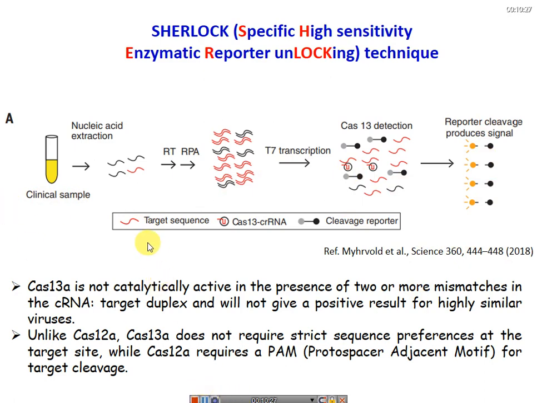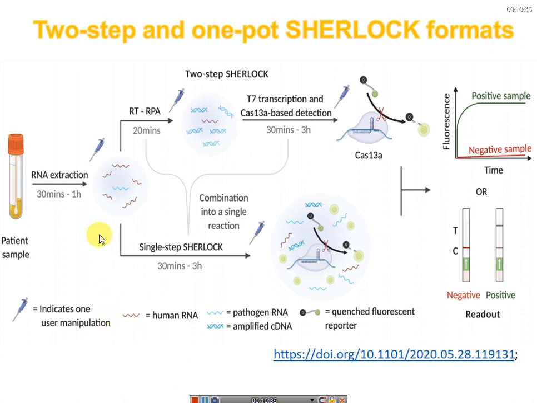There are two versions of Sherlock, one step and two step Sherlock, and they differ in their specificity and a few other features. In the case of two-step Sherlock, the isothermal amplification and then transcription by T7 polymerase are carried out in two different steps. Okay, so we have two user manipulations. First is the RT-RPA and then second is the transcription. So we have two steps in the Sherlock, and then we detect the fluorescence signal.